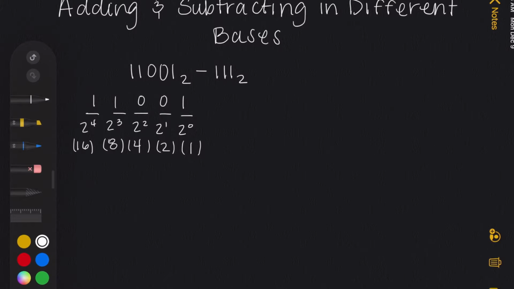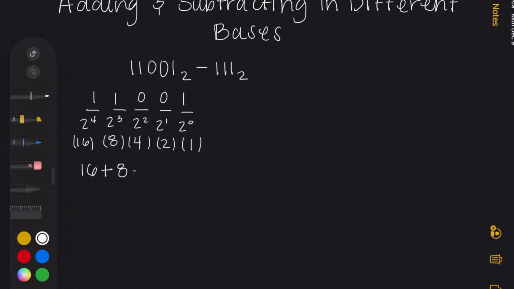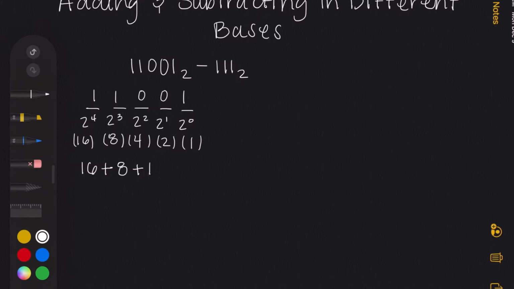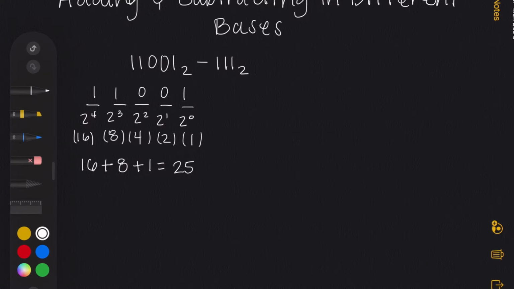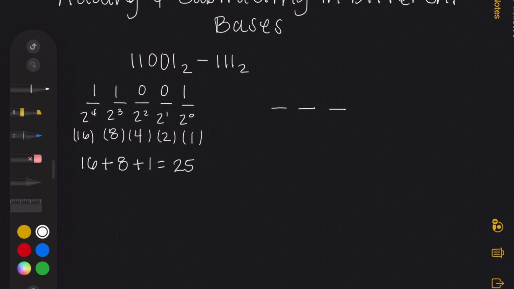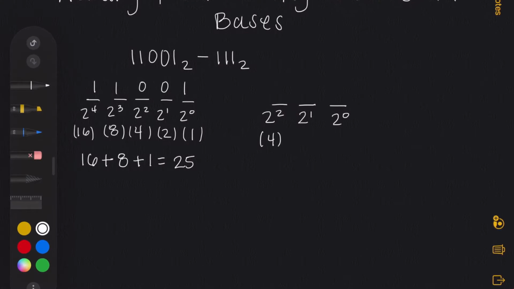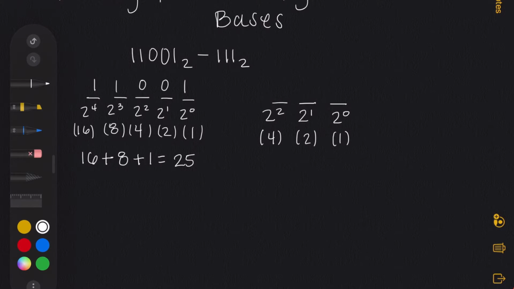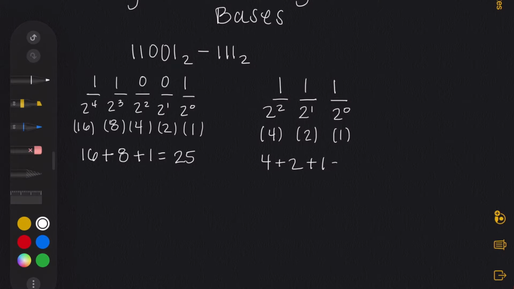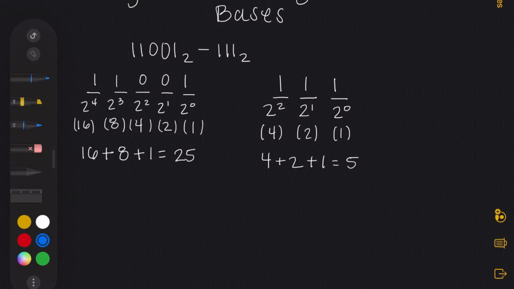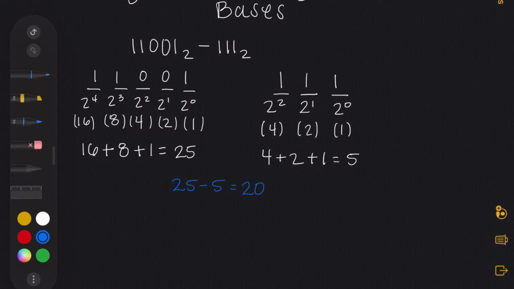Now, what it really means is there is one group of 16, one group of 8, 0 groups of 4, 0 groups of 2, and 1 group of 1. So in total we would get 25. We would do the same process for 11 base 2. Here we would put one group of 2 and one group of 1, which would total 3. Now we would subtract 25 minus 5 and get 20.